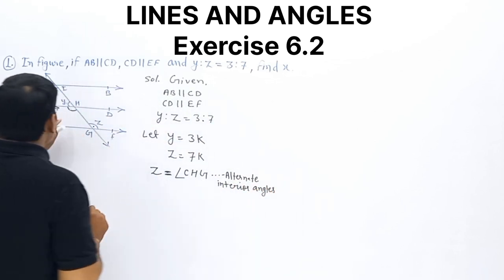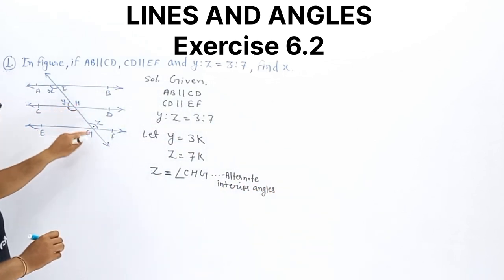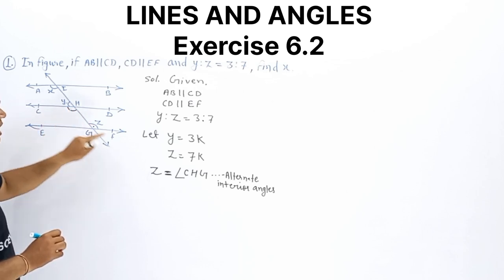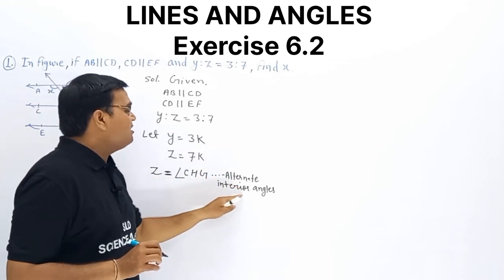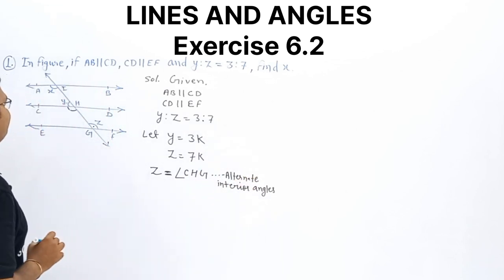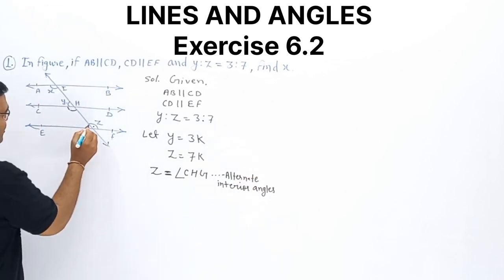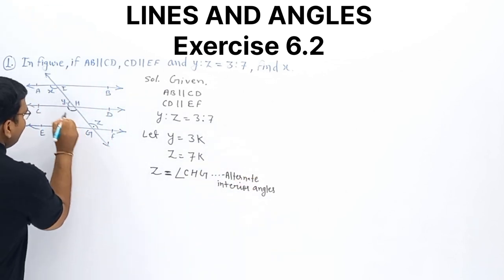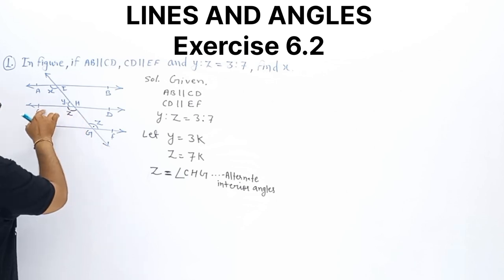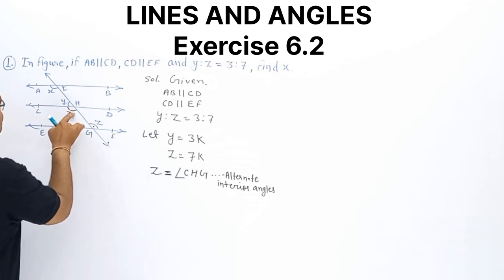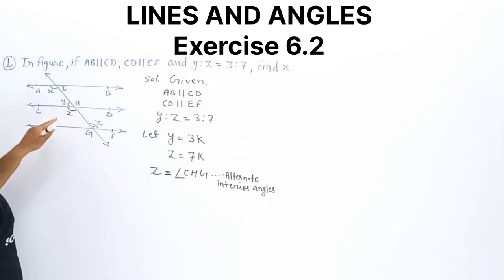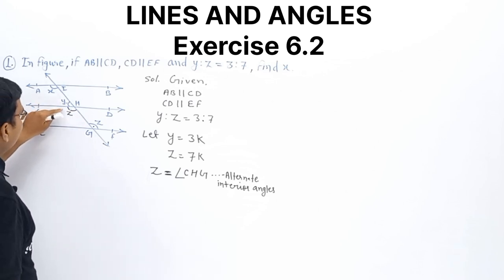Clear? This angle CHG, this one and this one, both are what? Alternate interior angles. Clear? Now this is Z, so this will be what? Z. Clear? CHG will be what? Z. And the sum of both, observe, the sum of both will be what?